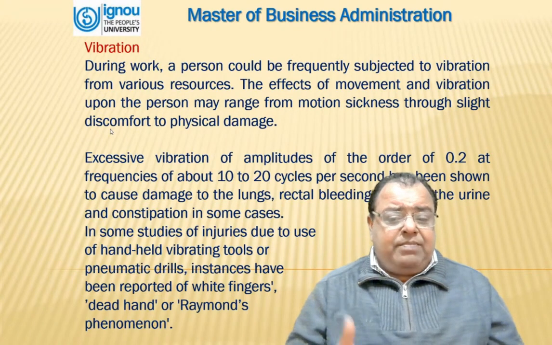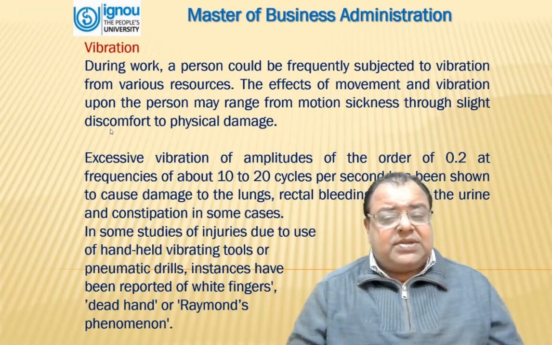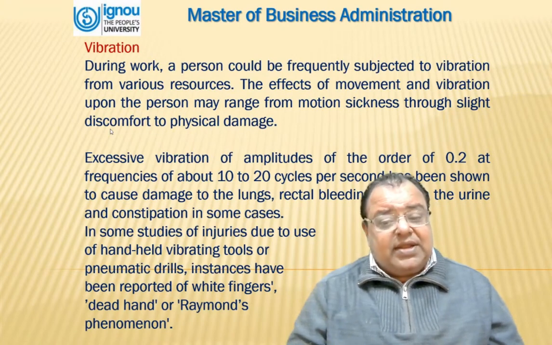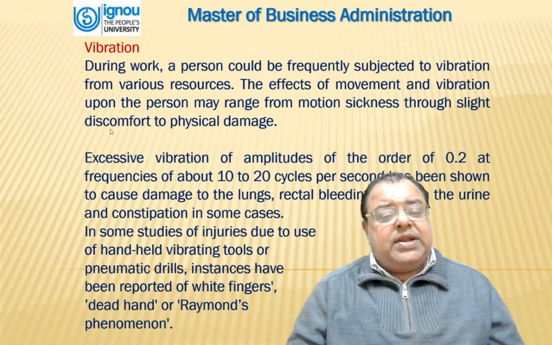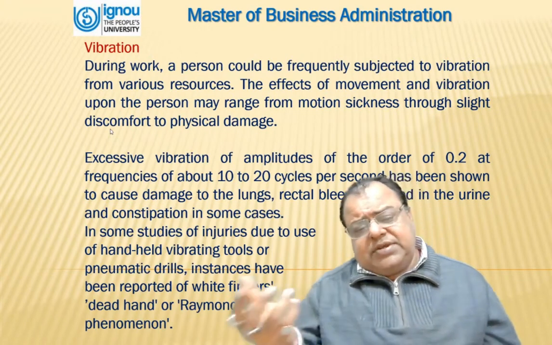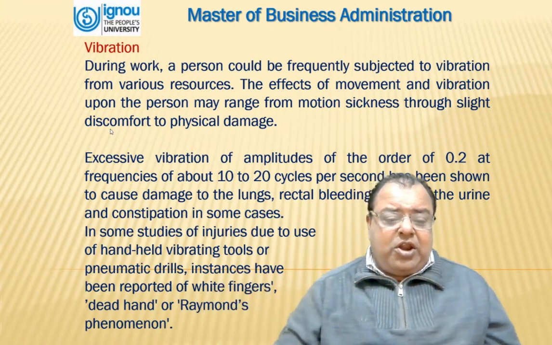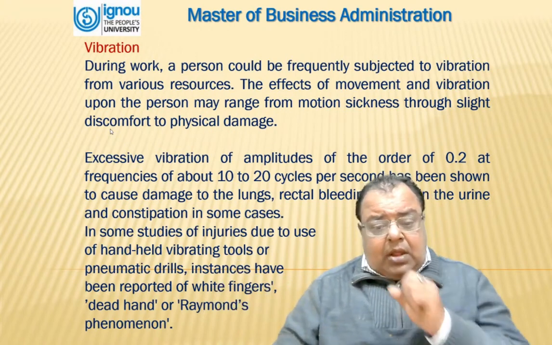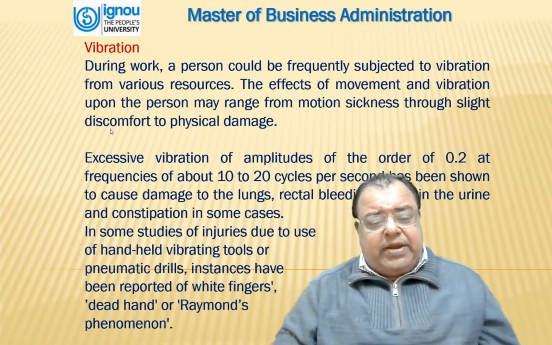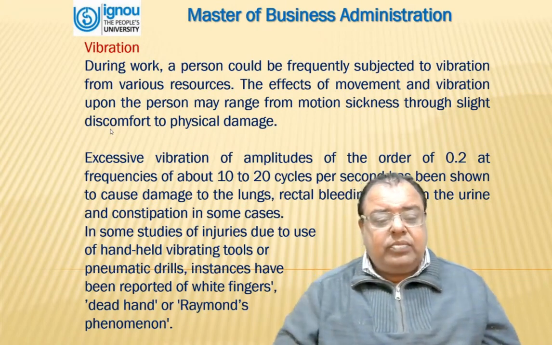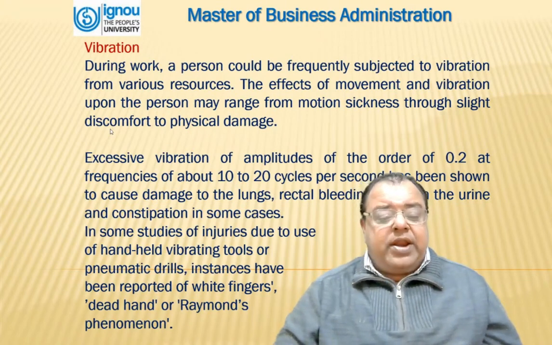Excessive vibration of amplitudes of the order of 0.2 at a frequency of about 10 to 20 cycles per second has been shown to cause damage to the lungs, rectal bleeding, blood in the urine, and constipation in some cases. In some studies of injuries due to the use of handheld vibration tools or pneumatic drills, instances have been reported of white fingers, dead hand, or Raynaud's phenomenon.